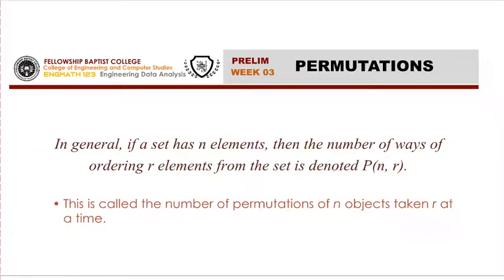Okay, so in general, if a set has n elements, then the number of ways of ordering our elements from a set is denoted by permutations of n taken r at a time. Take note, so parehas kagina, permutations of four letters taken two at a time. So sa previous natin nga problem, permutations of apat ka letters taken two letters at a time. So, amo na siya for the previous nga category.